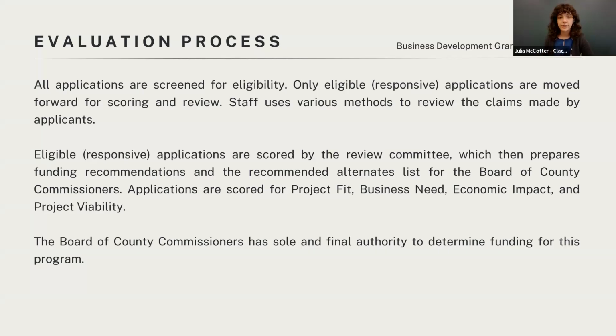Now, the alternates list are high-scoring applications that didn't make it into the funding pool. This is a very competitive grant program. We receive many more requests for funding than we're able to fulfill, and many more eligible applications than we are able to fund. So the alternates list is a list of applications that just didn't make it into the funding pool.